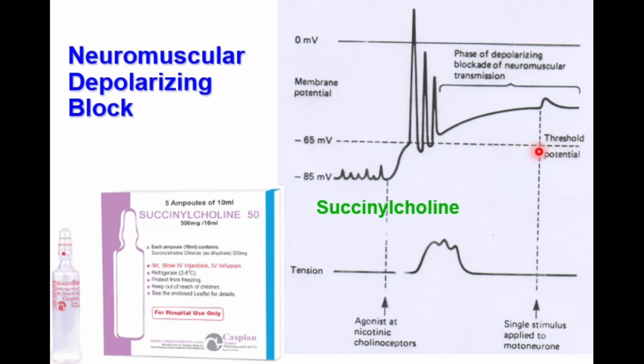Under such circumstances, the muscle cell becomes refractory to the stimulation of nerve supply. This is the stage of depolarizing blockade of neuromuscular transmission. Blockade persists until such a time as the end plate has repolarized to normal level.